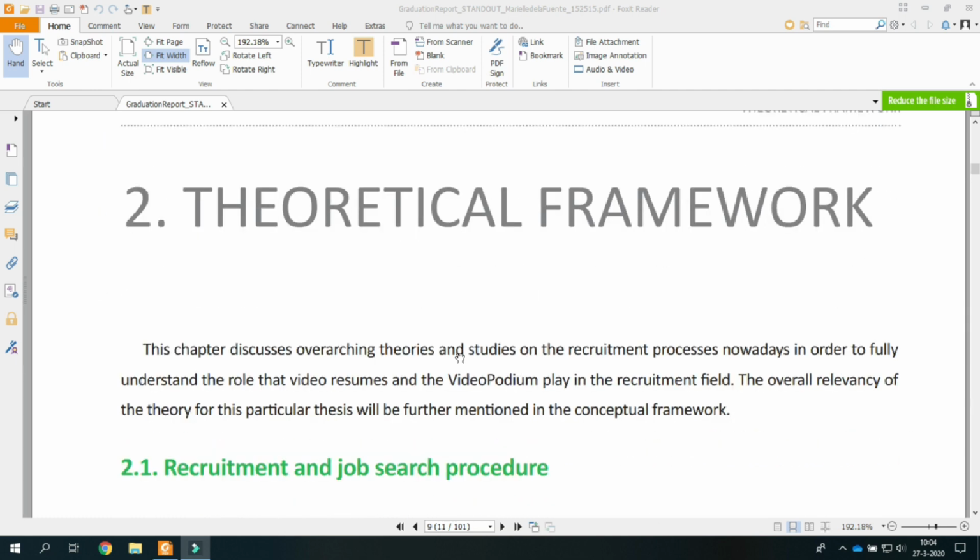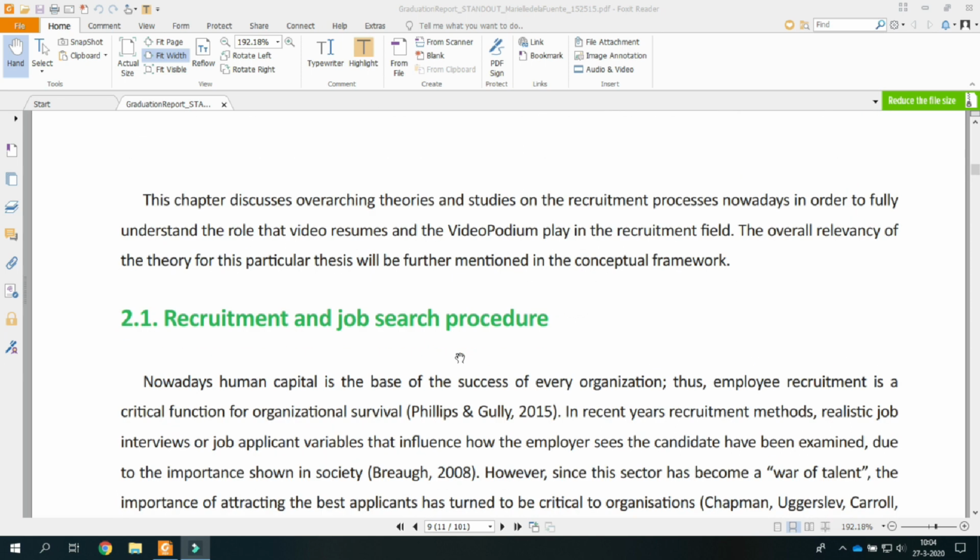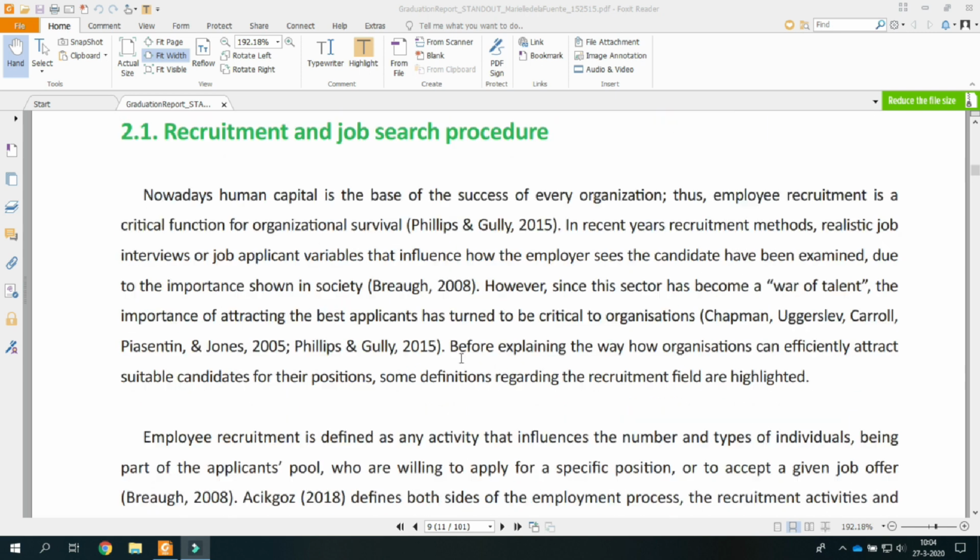Then she's going into the theory. So what is known already about the subject? As her subject was human resource management and recruitment, then she first starts with explaining the whole area of recruitment and job search procedures.